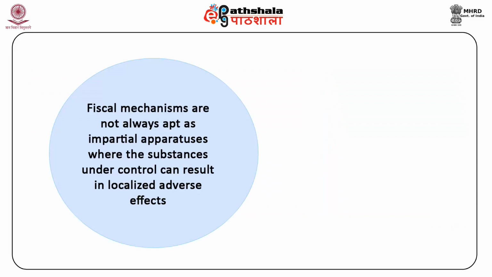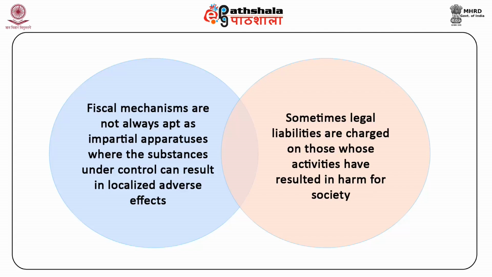Seventh, fiscal mechanisms are not always apt as impartial apparatuses, where the substances under control can result in localized adverse effects, that is, toxic substances that accumulate in the environment. Ninth, sometimes legal liabilities are charged on those whose activities have resulted in harm to the society.